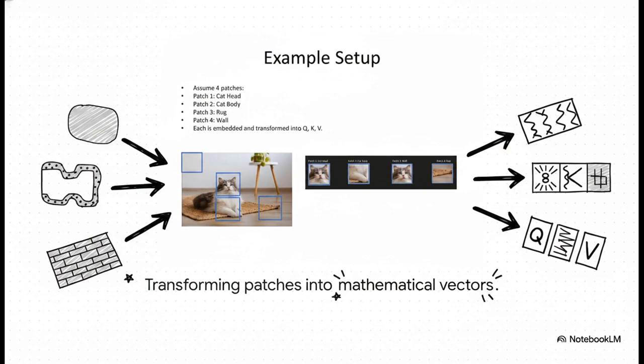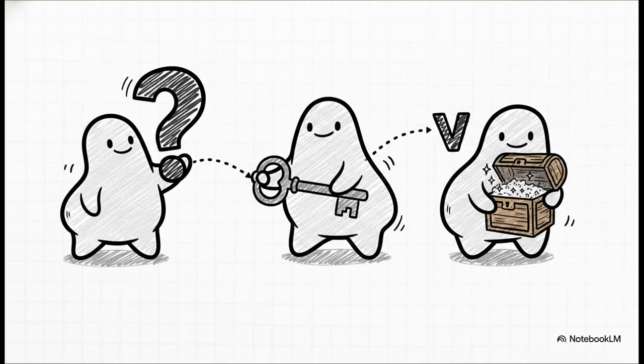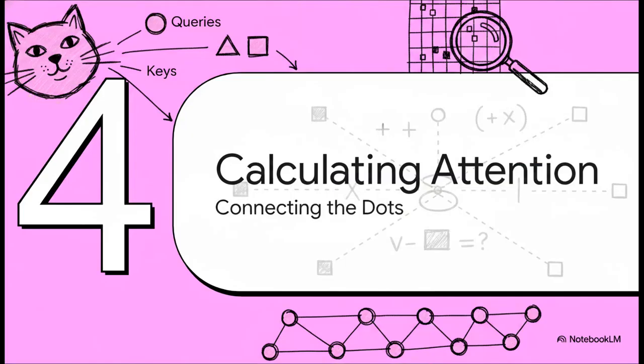But what do those letters actually mean for our cat? It's exactly like a matching game at a networking event. The Q, or query, is a patch asking a specific question. The K, or key, is what the other patches are offering as a potential match to that question. And the V, the value, well, that's the actual valuable content or features that'll be shared if a match is successfully found. Which brings us to section 4, calculating attention scores, connecting the dots.